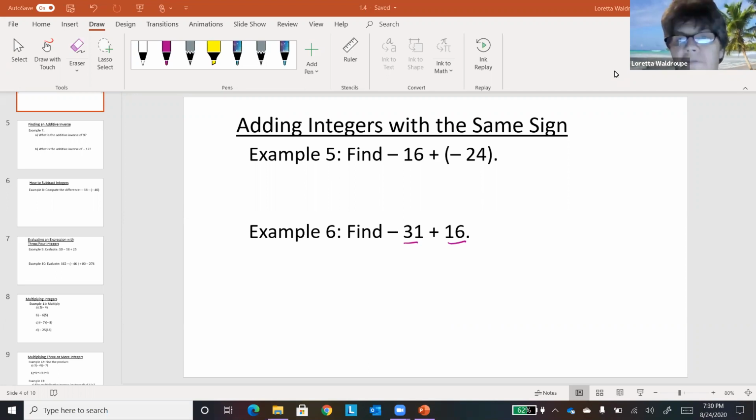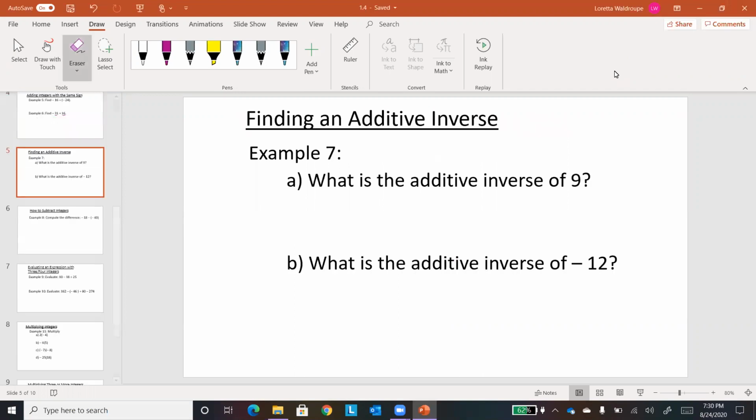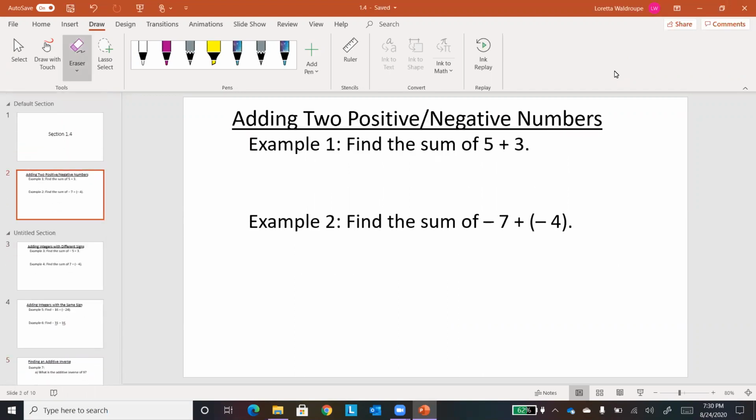I'm going to turn off my video so that I don't have to worry about being right in front of the camera while I'm writing. Yep, let me get to the correct problem.